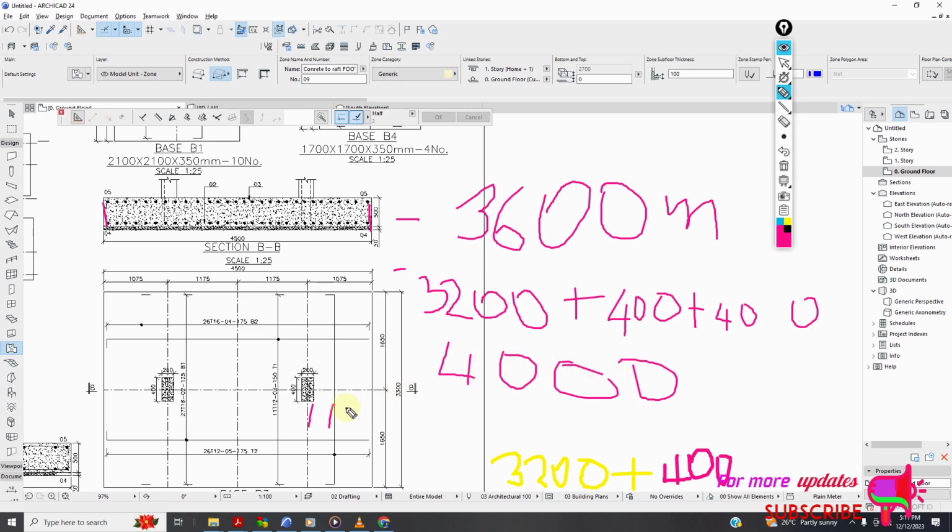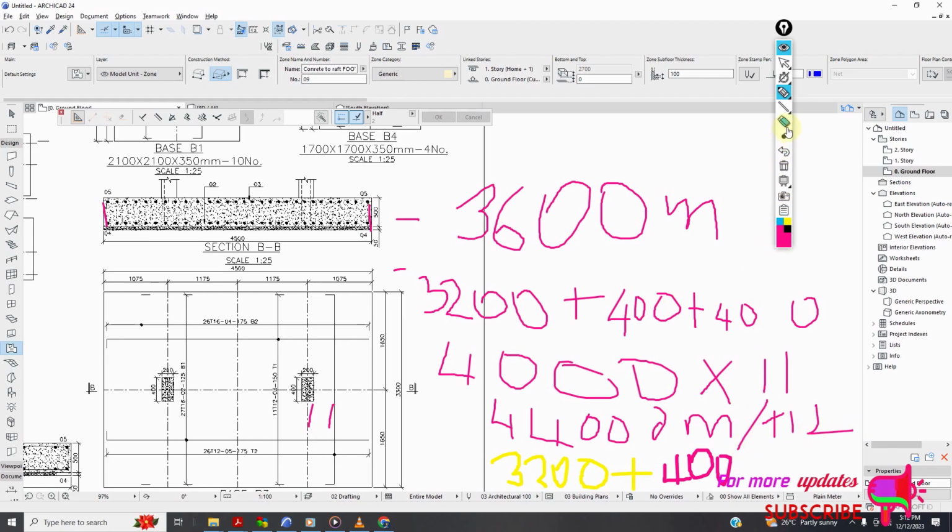And how many are they? It will be now 4000 times, how many are they? I think 11. So the total length for the rebar required here is 4000 times 11. Okay. So 4000 times 11, that will be 44,000 meters. That is still T12.